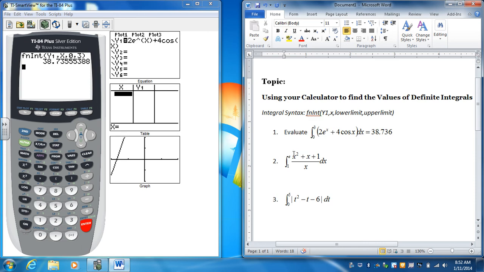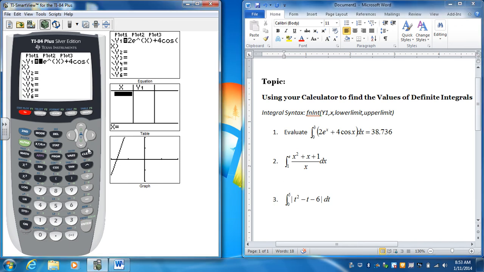Go ahead and see if you can try number 2, and you can pause the video at this point. I'll go ahead and go through number 2. Now because I have multiple terms in a numerator, I want to put those in parentheses. So it's going to be x squared plus x plus 1. Close all of that, and I'm going to divide that by x. Go back to the home screen.